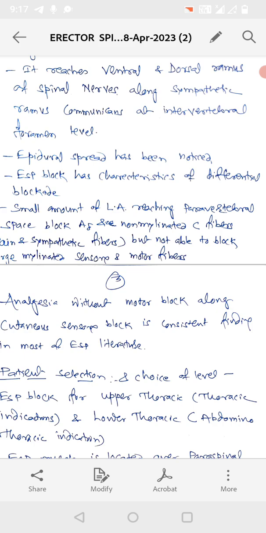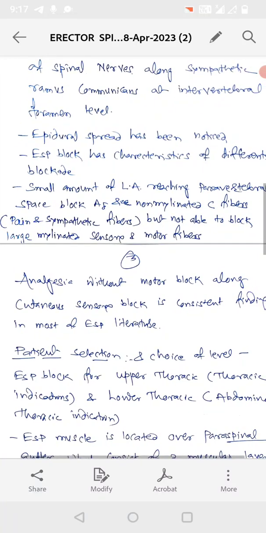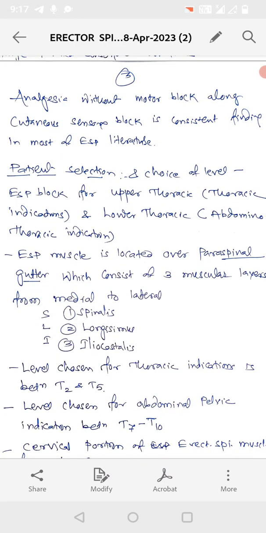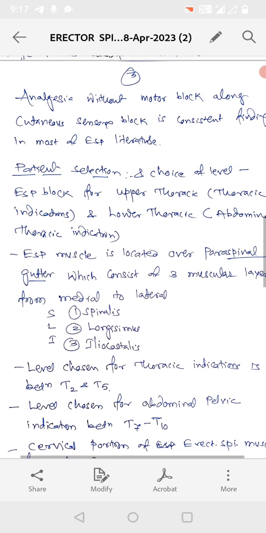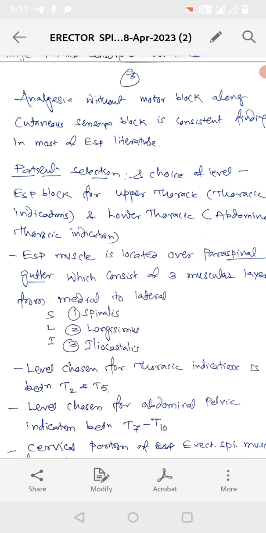ESP block has the characteristic of differential blockade. The small amount of local anesthetic that reaches the paravertebral space blocks A delta and non-myelinated C fibers, but it is not able to block large myelinated sensory and motor fibers. Therefore, there is analgesia without motor block. Cutaneous sensory block is a consistent finding of erector spinae block.